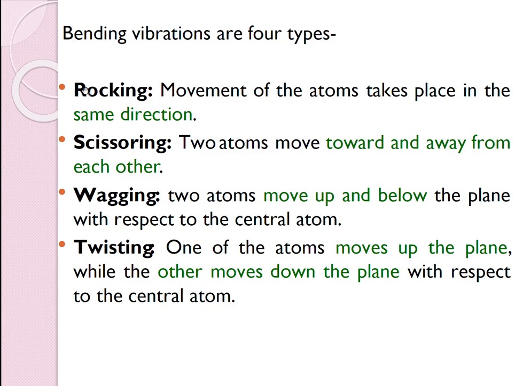Okay, rocking is like a rocking chair. Movement of the atoms takes place in the same direction. You will see this in the next slides. Then scissoring, it's like a scissor. Two atoms move toward and away from each other. Then wagging, two atoms move up and below the plane with respect to the central atom. And twisting, like the DNA double helix is a twisted pair. One of the atoms moves up out of the plane while the other moves down with respect to the central atom.